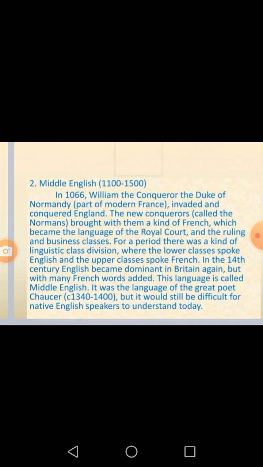Now the Middle English period, from 1100 to 1500. In 1066, William the Conqueror, the Duke of Normandy, part of modern France, invaded and conquered England. The new conquerors, called the Normans, brought with them a kind of French, which became the language of the royal court and the ruling and business classes for a period. There was a kind of linguistic class division, where the lower classes spoke English and the upper classes spoke French.